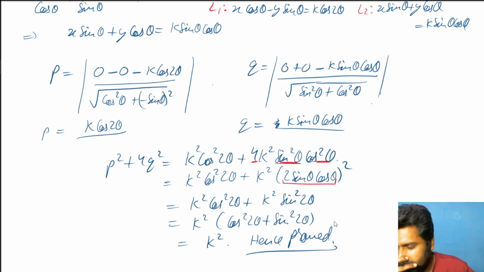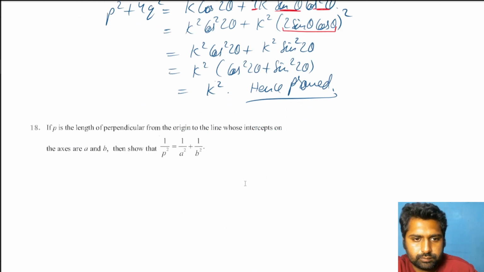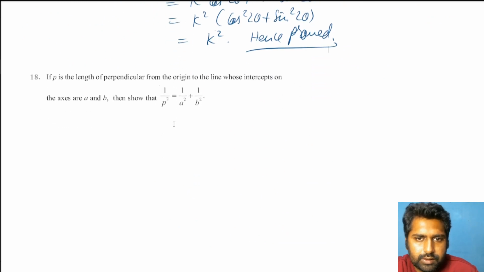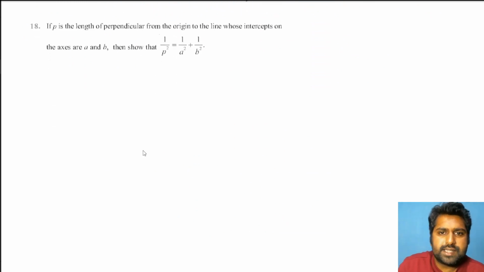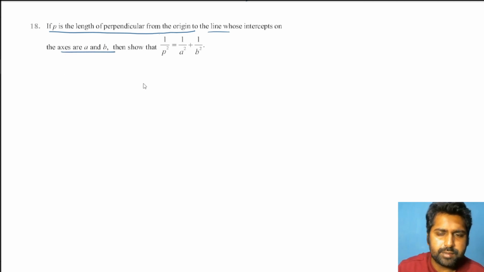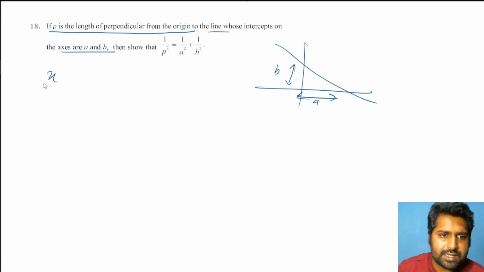All right, we're done. Last part, last question. Same idea. He's saying P is the length of the perpendicular from origin again to a line whose intercepts on the axes are A and B. You should know directly, this is intercept form. Intercept on the x-axis is A, y-axis is B. So the equation is x upon A plus y upon B equals 1.